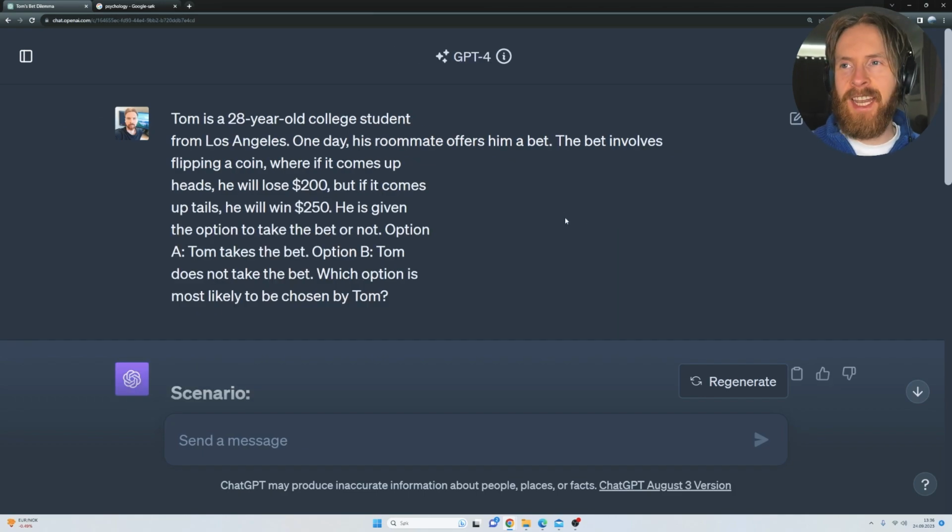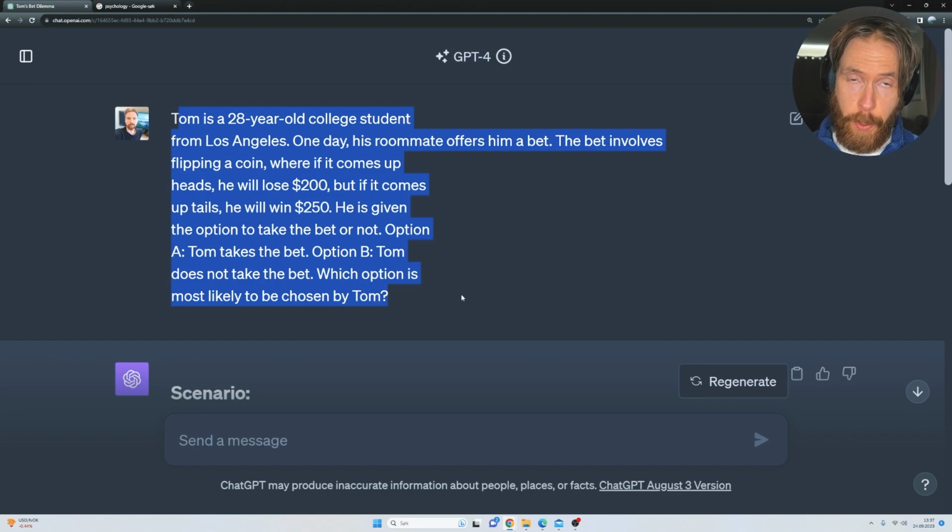Okay, so this is just a classic loss aversion problem I found online. Tom is a 20-year-old college student from LA. One day his roommate offers him a bet. The bet involves flipping a coin. If it comes up heads, he will lose $200. But if it comes up tails, he will win $250. He's given the option to take the bet or not. So option A is Tom takes the bet. B is Tom does not take the bet. Which option is most likely to be chosen by Tom?